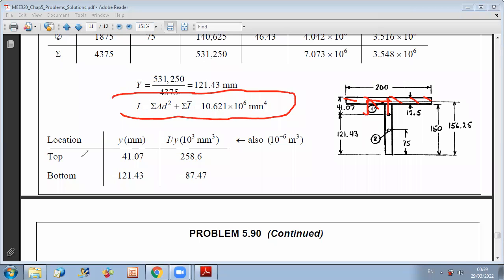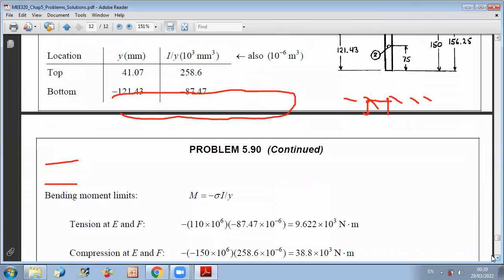And now you can calculate the value of I over y for the top and for the bottom. Okay, both are of interest here because you have C1 different than C2, and you can do the calculation based on the most critical one. How to know which one is the most critical? Our purpose is to find what is the maximum allowable value of P to not exceed the stresses.